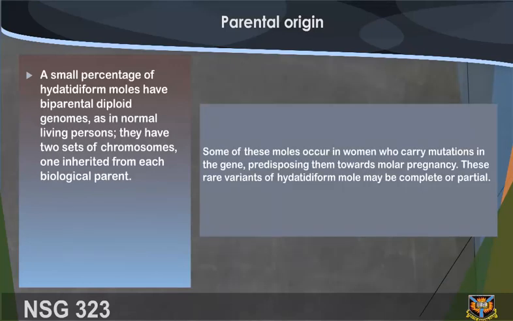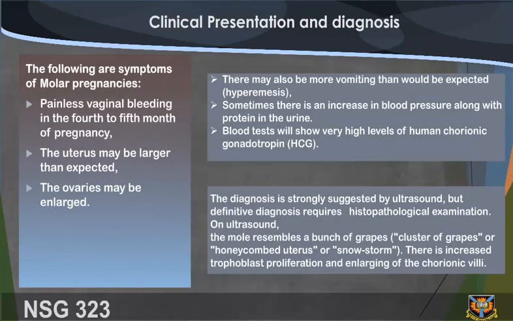A small percentage of hydatidiform moles have biparental diploid genomes. As in normal living persons, they have two sets of chromosomes, one inherited from each biological parent. Some of these moles occur in women who carry mutations in the gene predisposing them towards molar pregnancy. These rare variants of hydatidiform mole may be complete or partial.